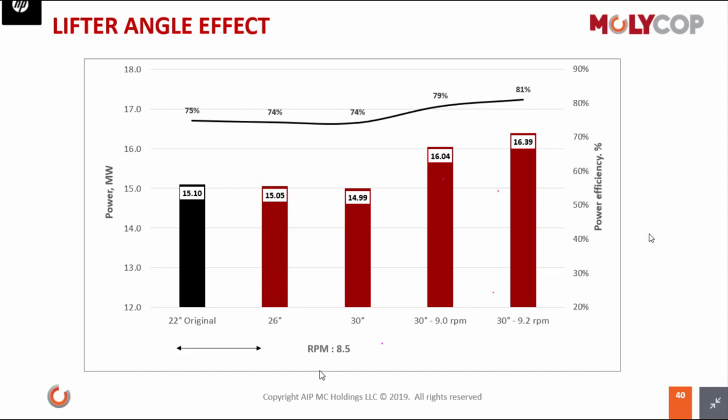But what happens if we change the angle to 30 and we increase the speed to 9 RPM? We are going to obtain 16 megawatts. I get 1 more megawatt, and also I increase the power efficiency from 74 to 79. And also, if we increase to 30 degrees at 9.2 RPM, I'm going to obtain 16.39 megawatts, and I'm going to increase the power efficiency up to 81%. So we are getting more power and much more power efficiency, but I have to redesign the angle of the lifter.